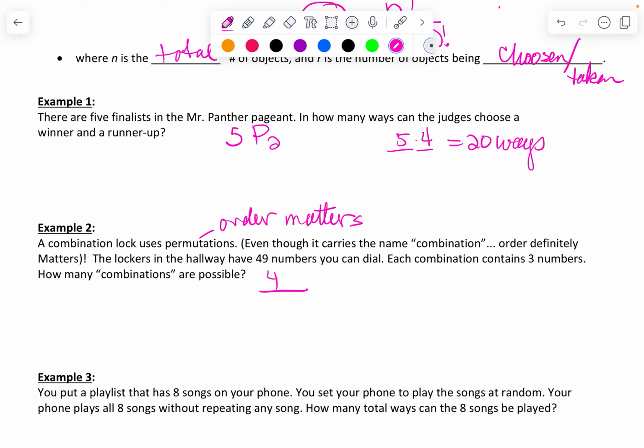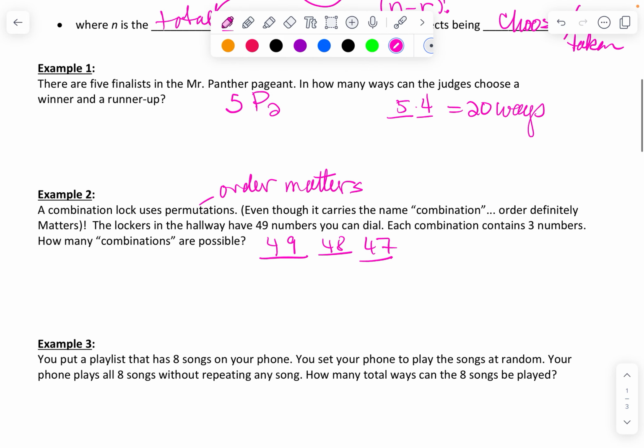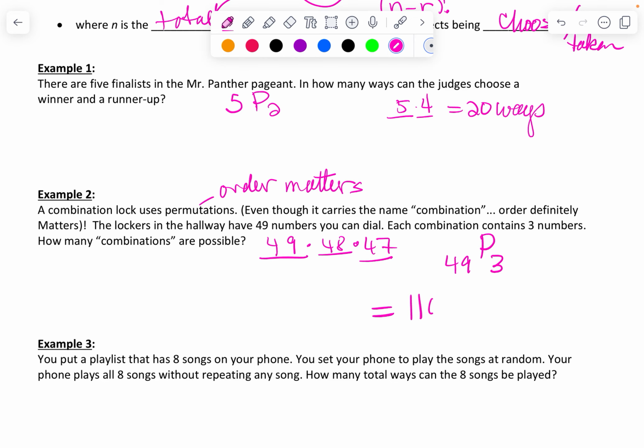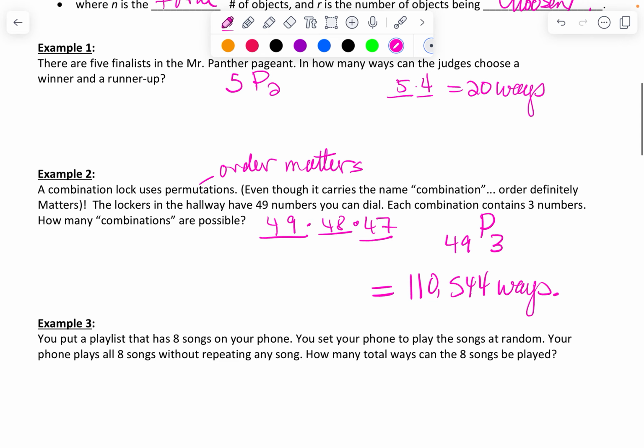Well, there's 49 for the first one, then 48 for the second one, and 47 for the next one, because we have to take one number away each time because they're not allowed to repeat. So we can either put all that in our calculator, or take this times this, or we can go 49, permutation, we want to choose 3. So either way you do that, when you put that in your calculator, you get 110,544 ways. Okay? So take a second and put that in your calculator. Make sure that you're getting that, whether you want to multiply it this direction or you want to do this. I would kind of try both.